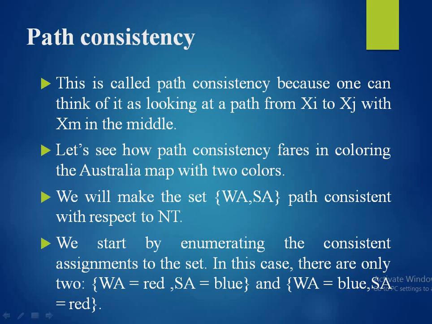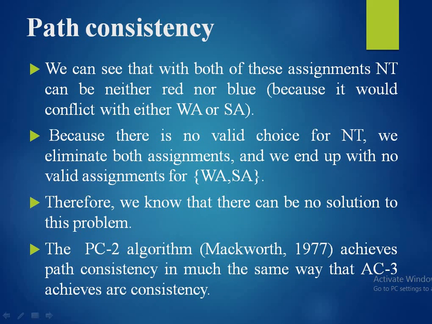Now let's see how path consistency fares in coloring the Australia map with 2 colors. We will make the set {WA, SA} path consistent with respect to NT. We start by enumerating the consistent assignments to the set. In this case, there are only 2: WA is equal to red and SA is equal to blue, and WA is equal to blue and SA is equal to red. We can see that with both of these assignments, NT can be neither red nor blue because it would conflict with either WA or SA. Because there is no valid choice for NT, we eliminate both assignments and we end up with no valid assignments for {WA, SA}. Therefore, we know that there can be no solution to this problem.